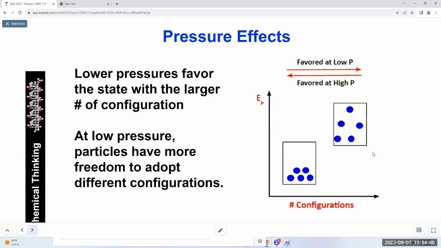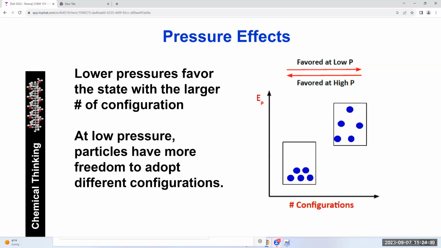I want to talk about the same thing one more time with the number of configurations. As I mentioned, the number of configurations axis is governed by pressure. So let's think about this. If you have a higher pressure, will it favor the state with higher number of configurations or lower number of configurations? Everybody. Thank you. Lower number of configurations.